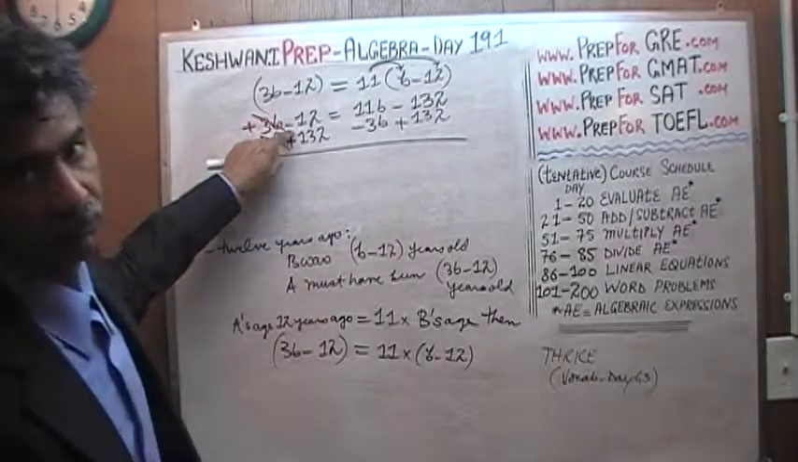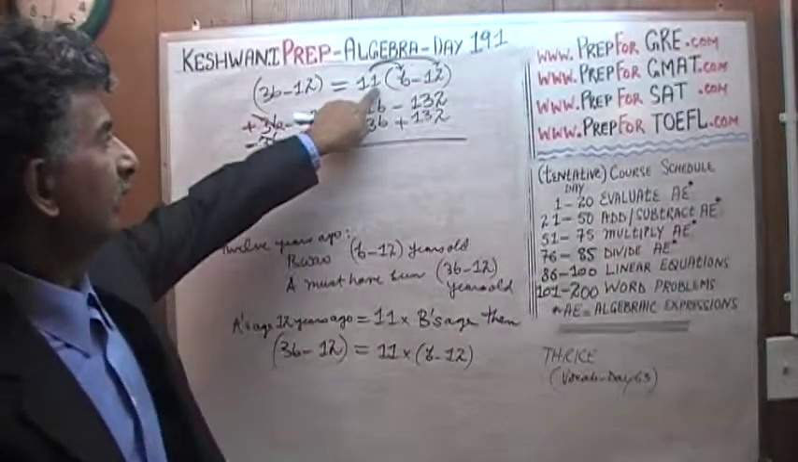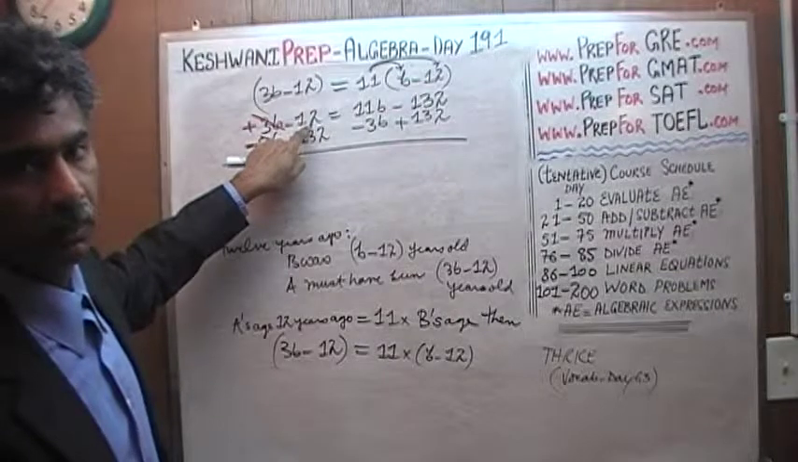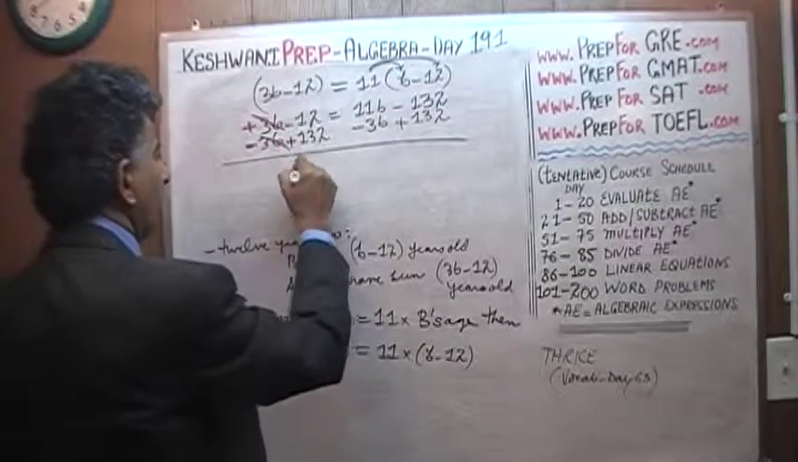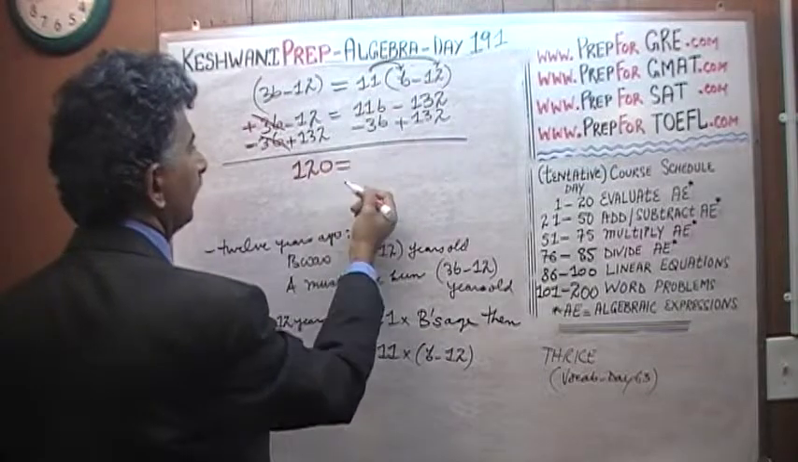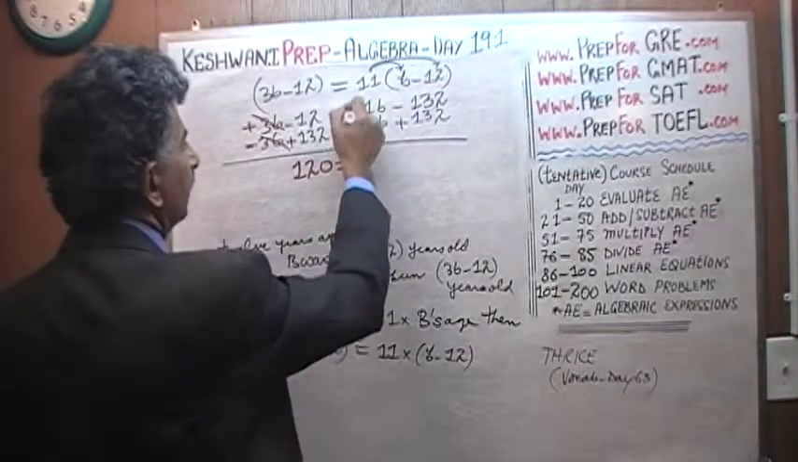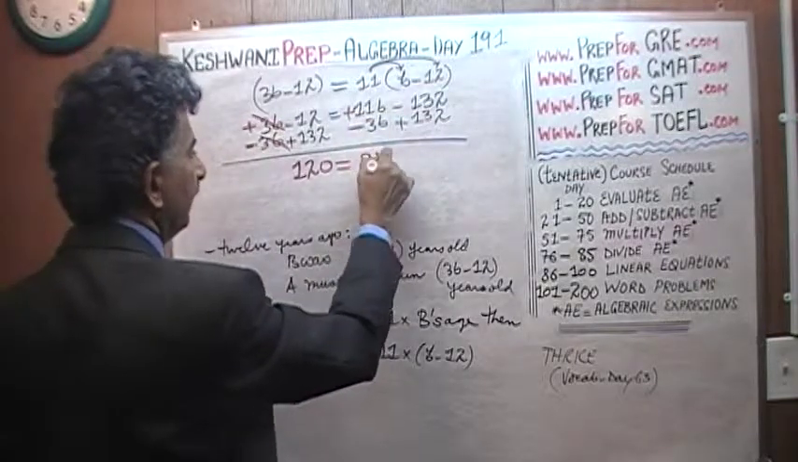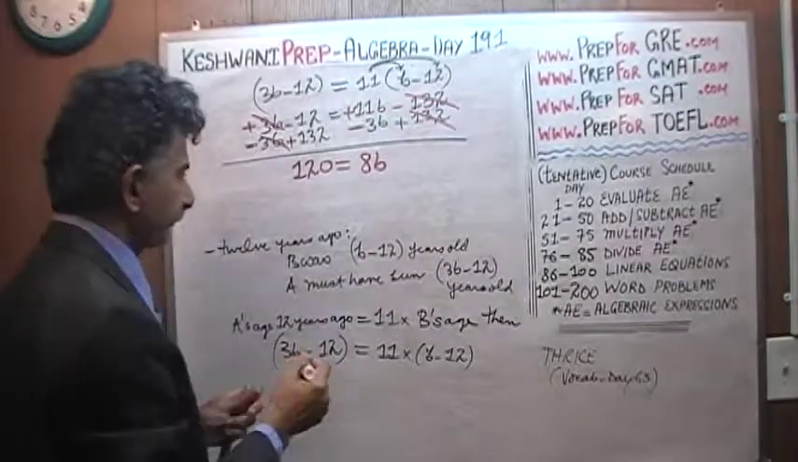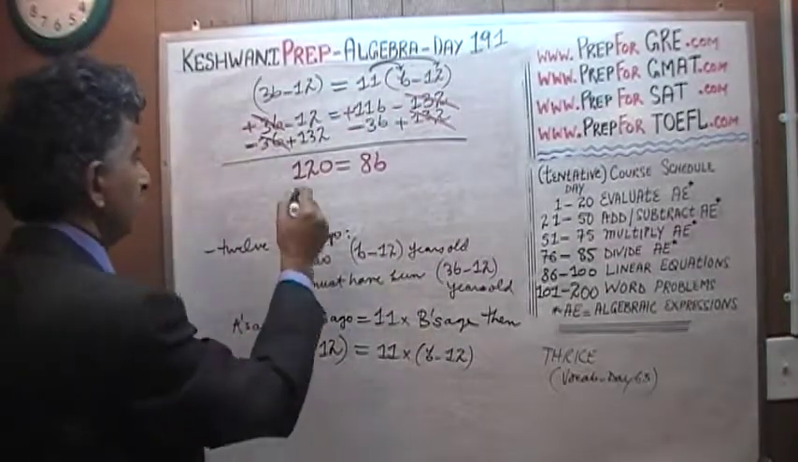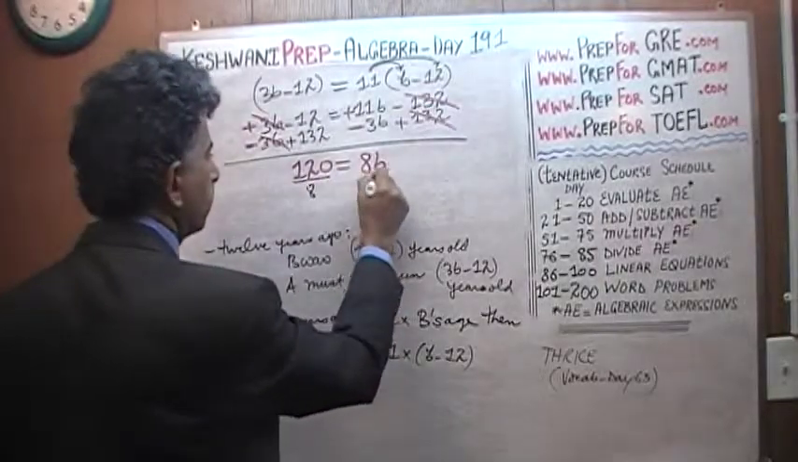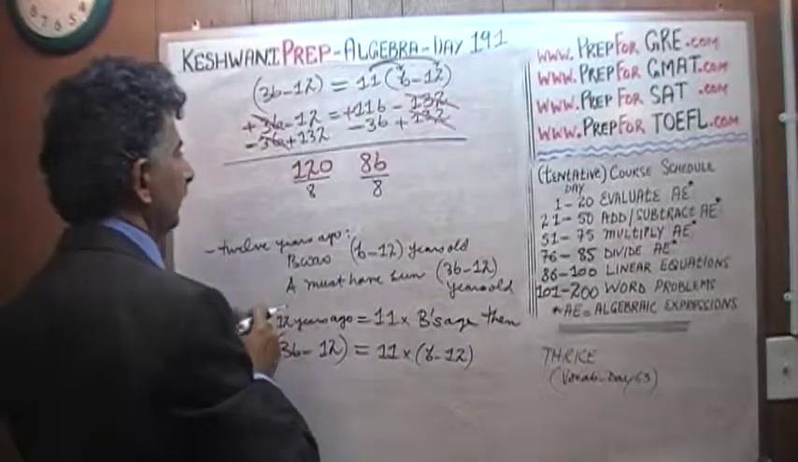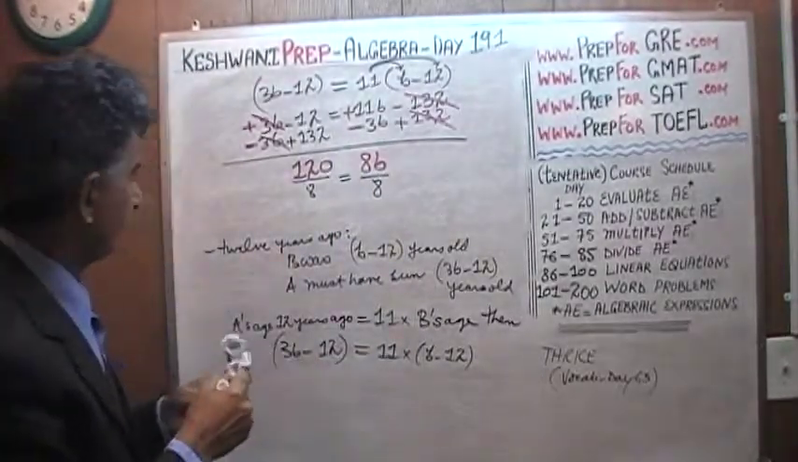minus 12, we just talked about it. 132 represented 11 12s. If we were to take away 1 12, we are left with 10 12, which is 120. Equals 11b, this is positive 11b, this is negative 3b. 11b minus 3b is 8b, and that cancels out. Let's divide both sides by 8. And let's bring this equal sign down so it lines up properly with the fraction. That's it.